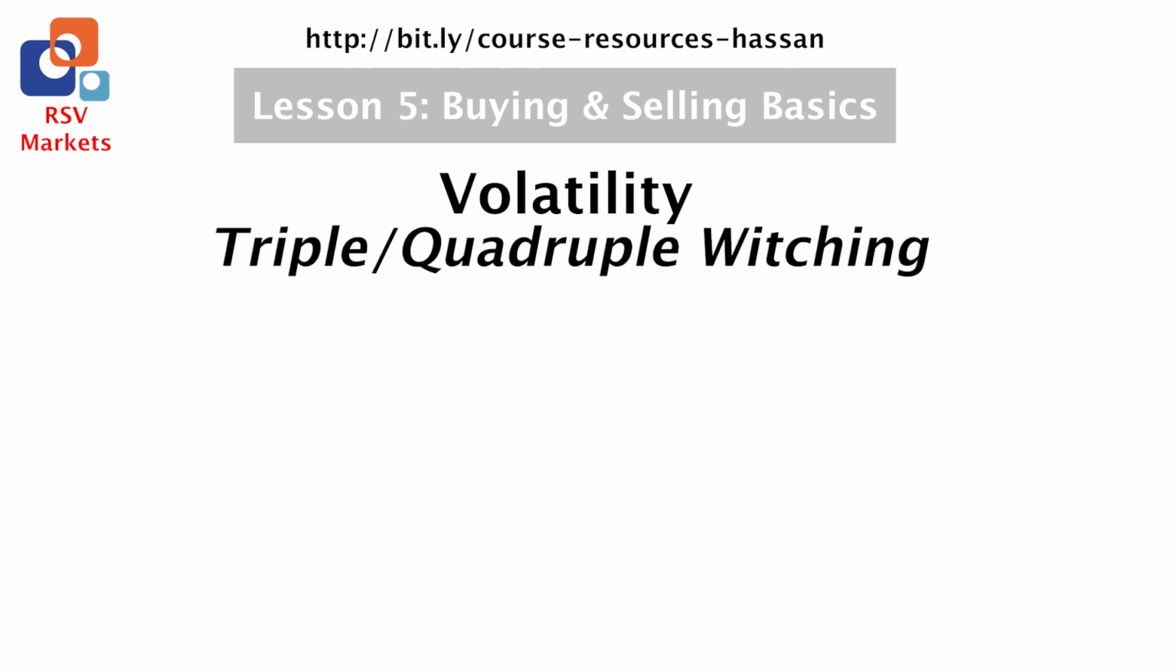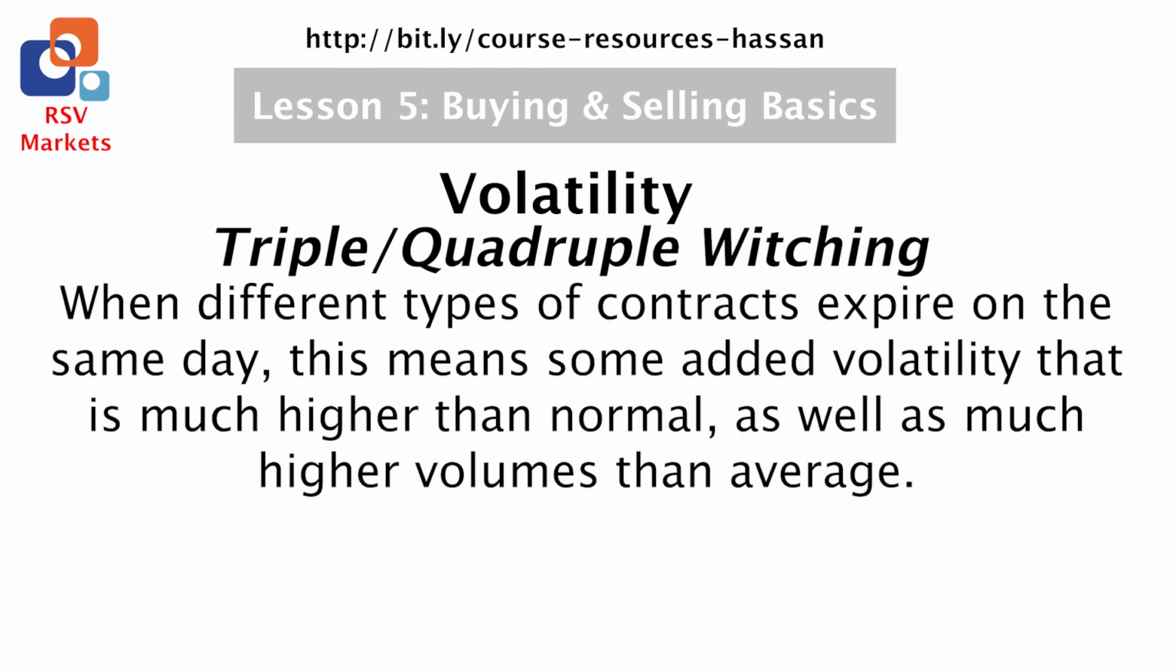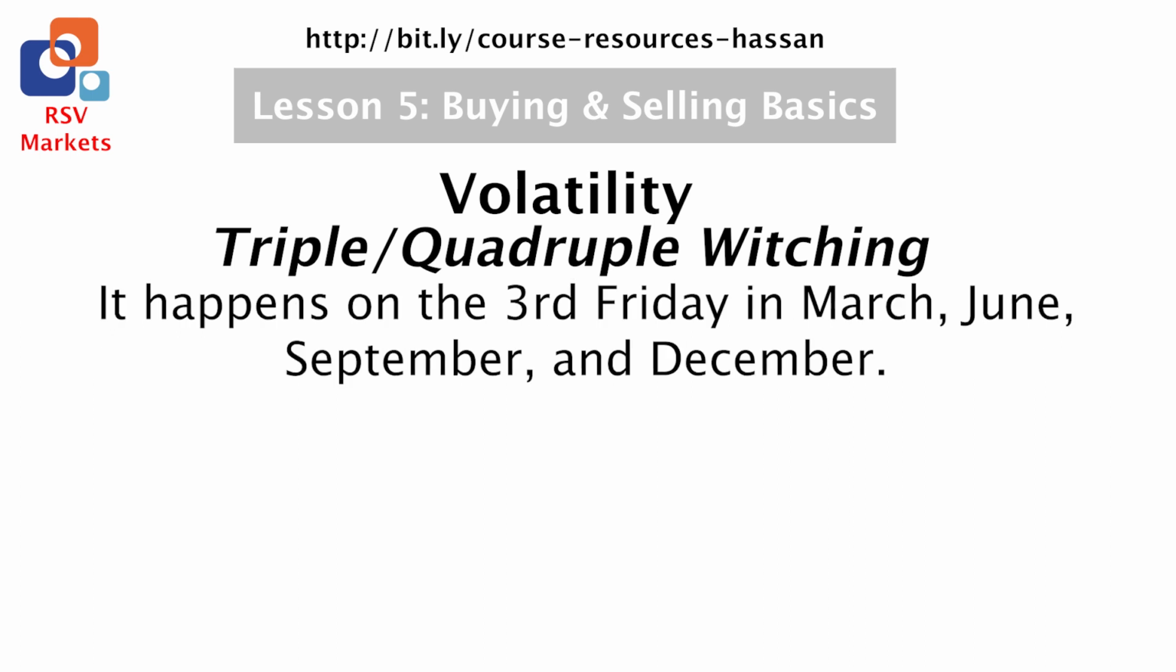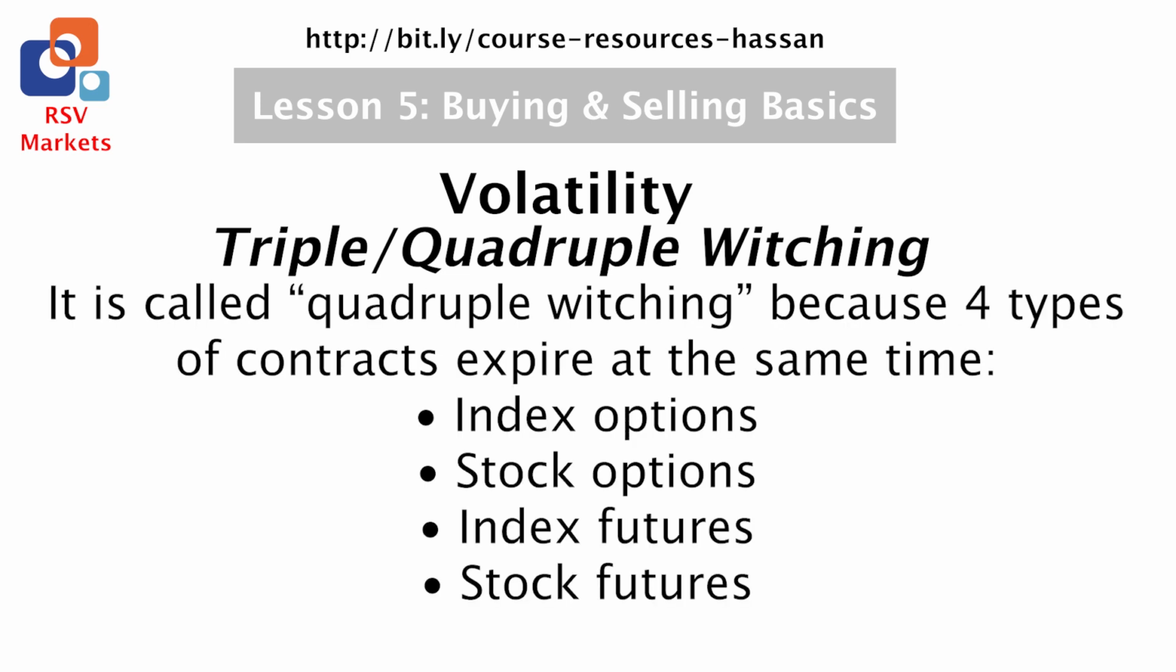Triple or quadruple witching. When different types of contracts expire on the same day, this means some added volatility that is much higher than normal, as well as much higher volumes than average. The quadruple witching is the most important of these events, and it happens only 4 times a year. It happens on the third Friday in March, June, September, and December. It's called quadruple witching because 4 types of contracts expire at the same time: index options, stock options, index futures, and stock futures.